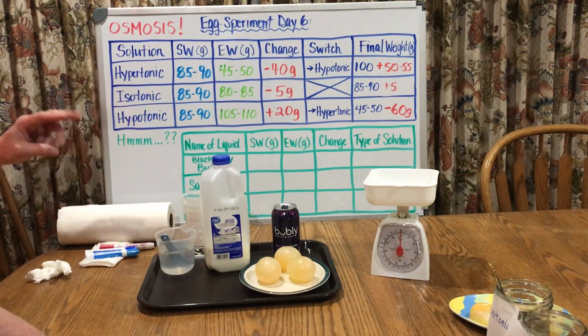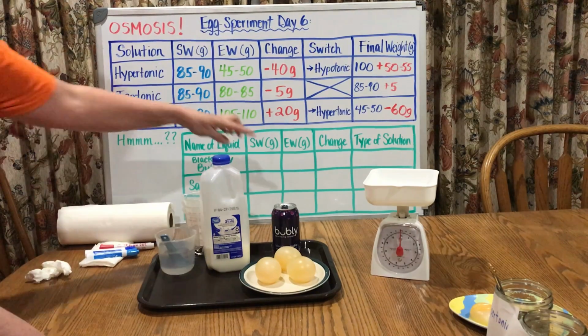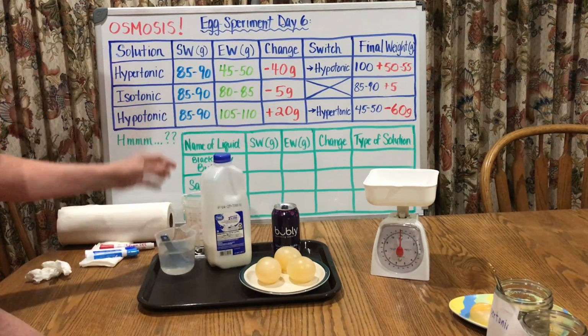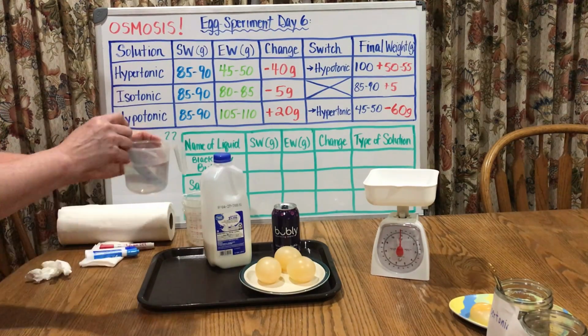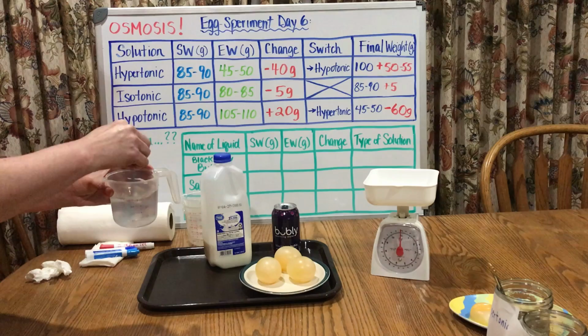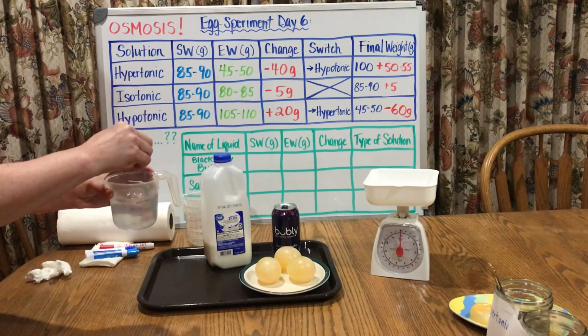Okay, and we're going to do that with three different things. We're going to do it with the blackberry bubbly, we're going to do it with milk, and we're going to do it with salt water. And what I did for the salt water is I just took a half a teaspoon of salt and dissolved it into some tap water.